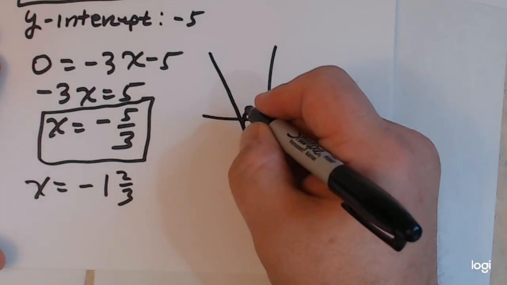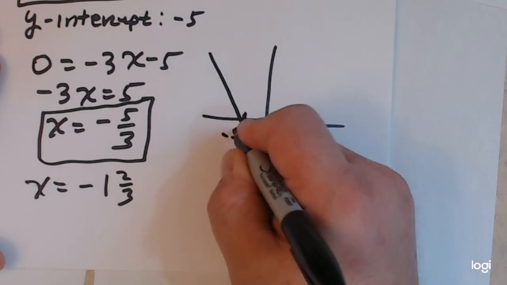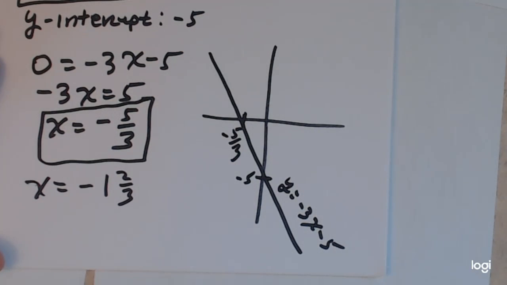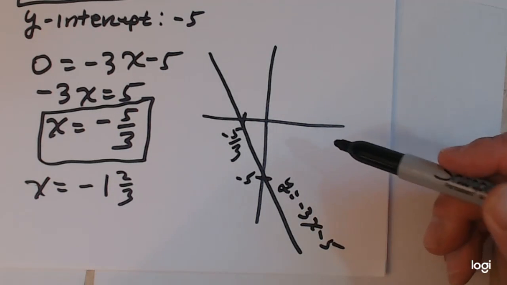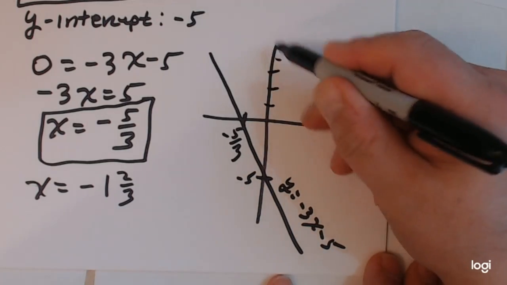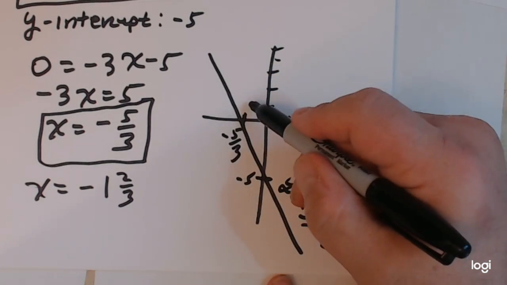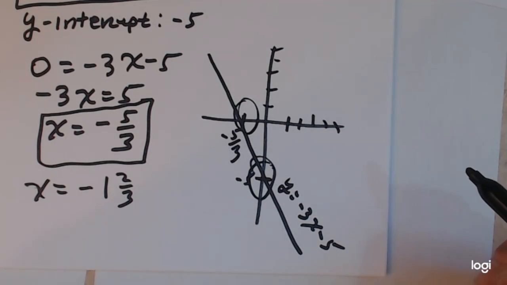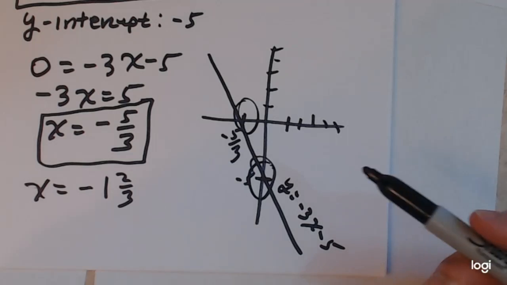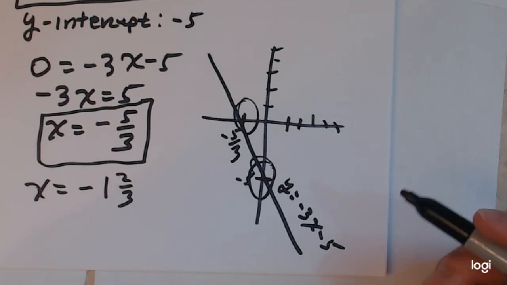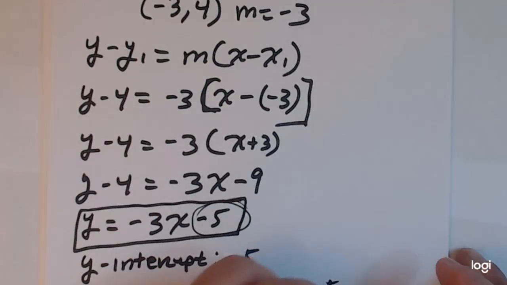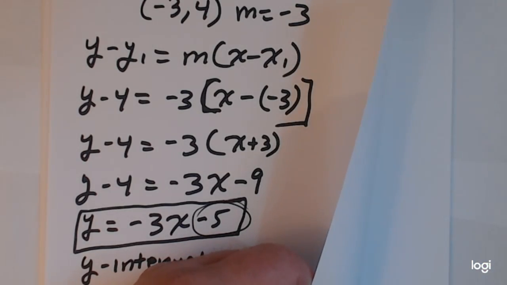So this point is negative 5/3, and this point is negative 5. Those are the two important points on this graph. Nobody cares what any of these other points are. They care about 2 points, the x and y intercepts respectively, and the slope of the line. Those are the 3 important factors that we consider when we're graphing a line. So, okay, let's take a look at another problem.